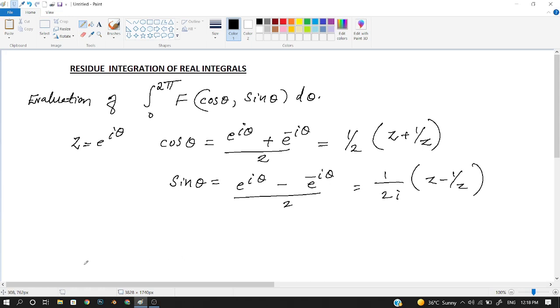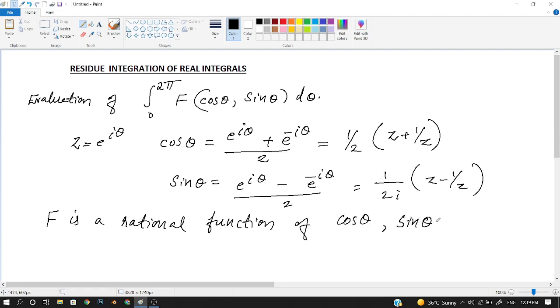Now here f is a rational function of cos theta and sin theta. So what is dz? dz is equal to i into e raised to i theta d theta, so that d theta equal to dz divided by iz.